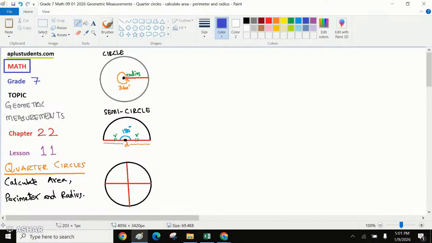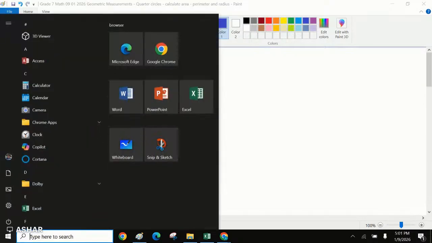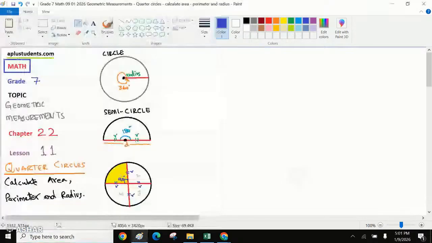So let's look at the angle. We know this is the radius, and this is a radius, right? So when we are looking at a quarter circle, that means there are 4 quarters over here. I'll just label the 4 quarters 1, 2, 3, and 4. Therefore each quarter would be made up of a right angle, that is 90 degrees. Each quarter is always made up of 90 degrees.